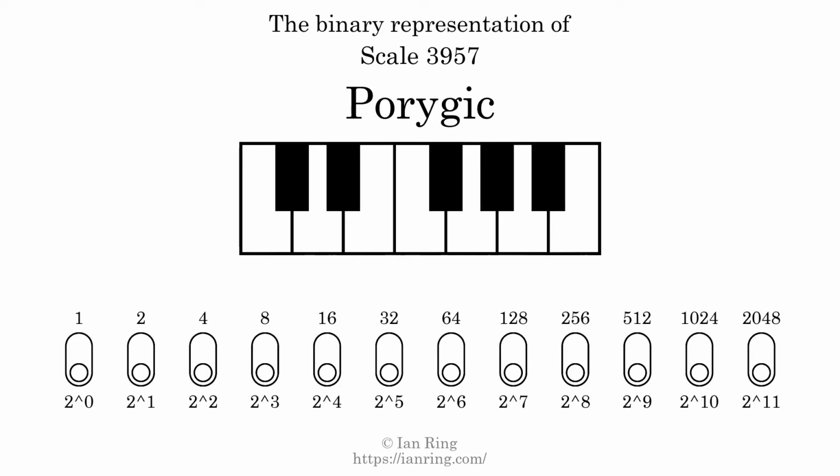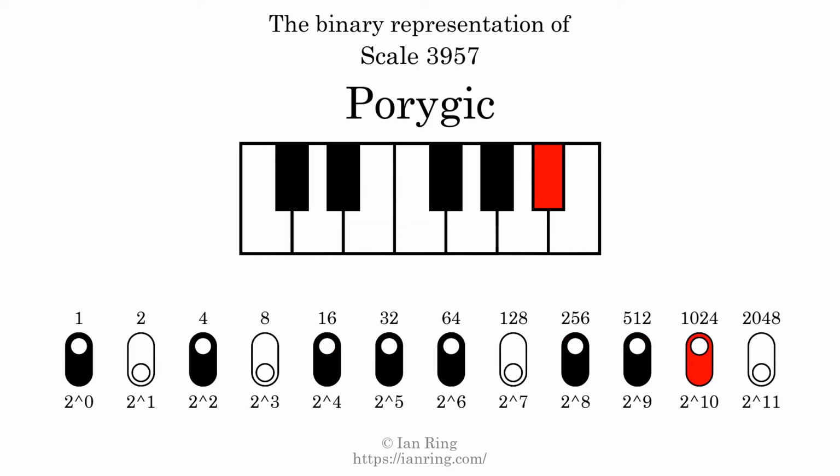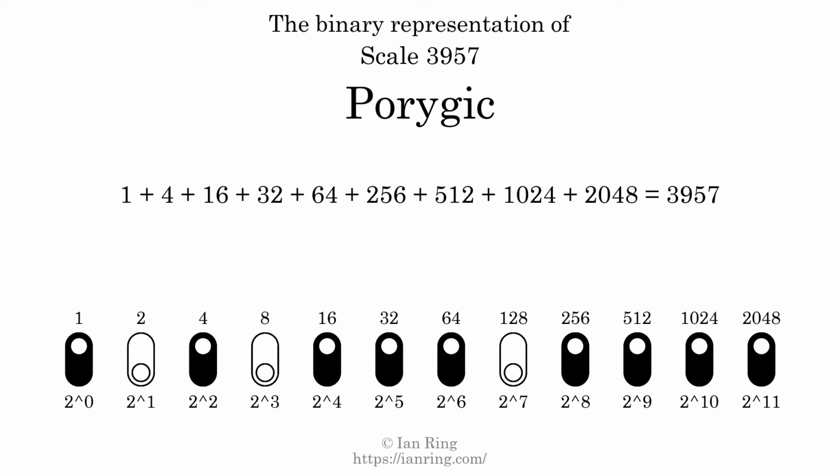The binary representation of this scale is determined by mapping tones of the scale to binary digits. Each binary digit represents a power of 2. To get the scale number, we add the powers of 2 together. The powers of 2 that are present in the scale, all added together, equals 3957. That is why the scale number, in decimal, is 3957.